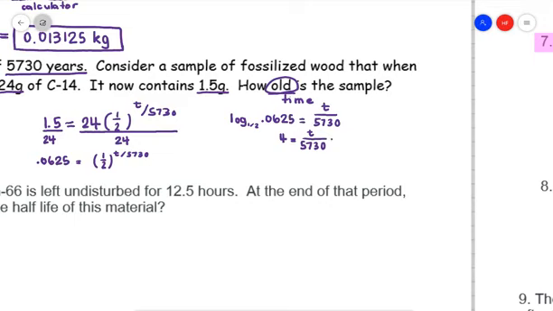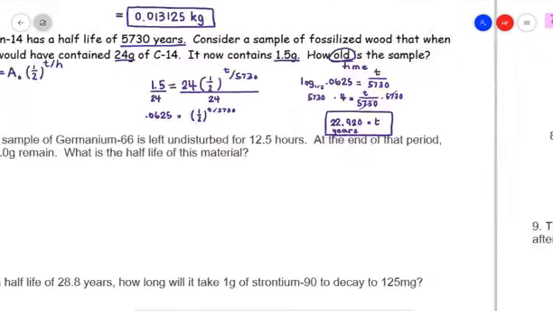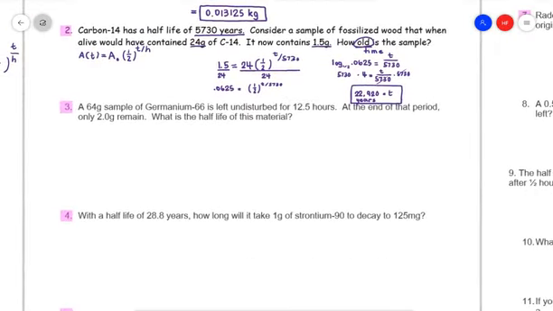And then we will multiply by 5,730 in order to get t by itself. And we get 22,920 is equal to t. So this is in years. So that fossil would be 22,920 years old if it had 1.5 grams still left of carbon-14.